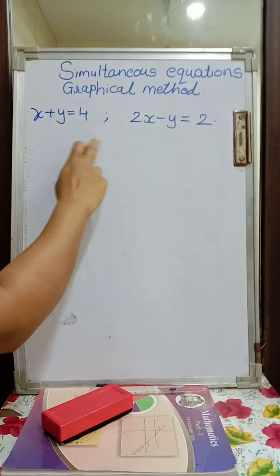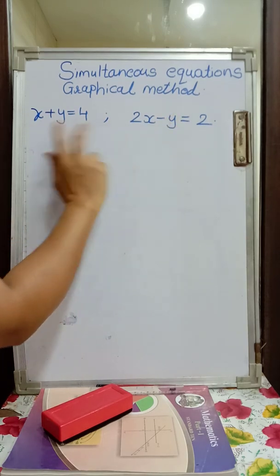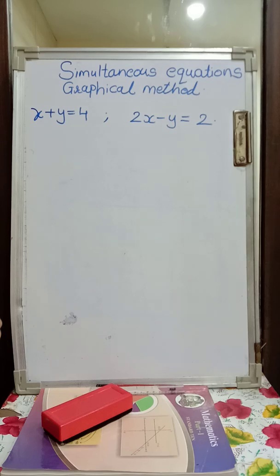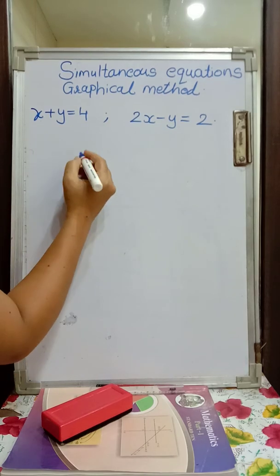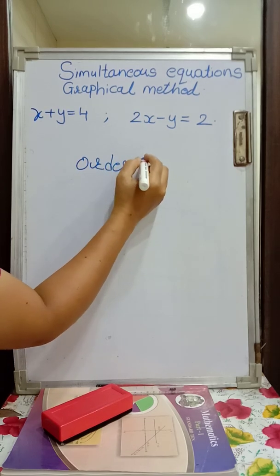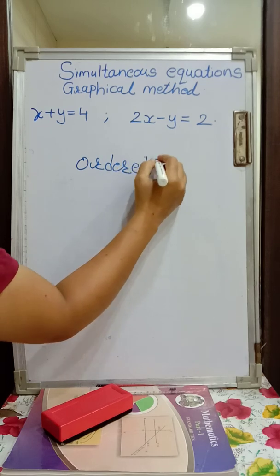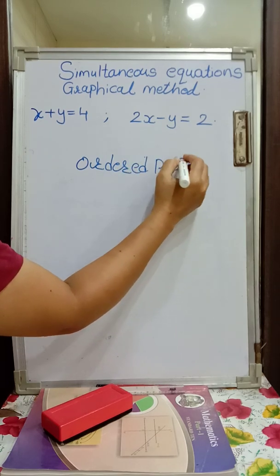Now these two are linear equations. We have x plus y equal to 4 and 2x minus y equal to 2. Now, the first step is you have to find the ordered pairs. So you should find ordered pairs. Now what do you mean by ordered pair?